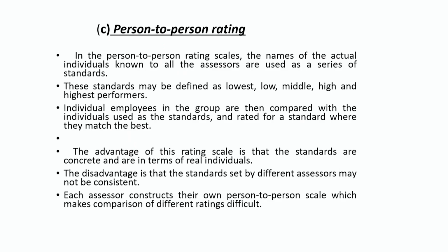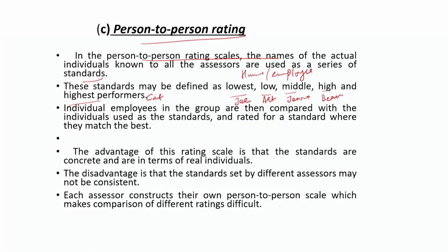So this is how we compare and identify employees as worse than or better than others with respect to certain traits. Then comes the person-to-person rating method. Under the person-to-person rating scale, the actual individuals are known to all the assessors and are used as a series of standards. So here we use actual human beings or employees as a series of standards. These standards may be defined as lowest, low, middle, high or highest performer. So we have to give names to these. For example, the lowest performer is Joey, the low performer is Art, the middle performer is Jonah, the high performer is Bean, and the highest performer is Cat. So this is how names of individuals are associated rather than a rating scale.